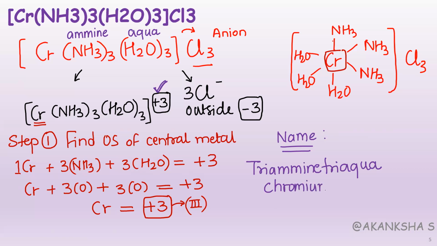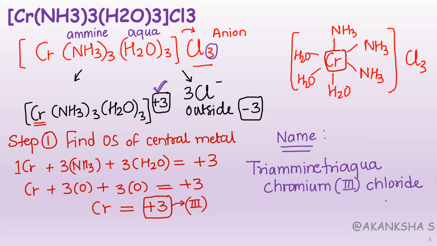Chromium. Chromium what? Oxidation state 3. Now, no matter how many chlorines you have outside, let them be 3, 5, 10, 100, no problem. You always name it as chloride. That is it. No trichloride, bichloride, tetra, penta, no, nothing.